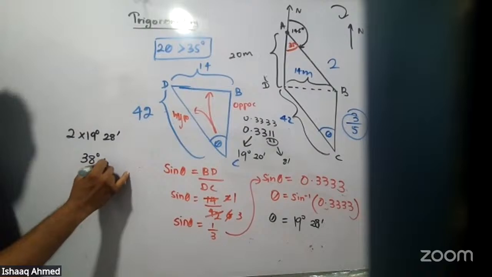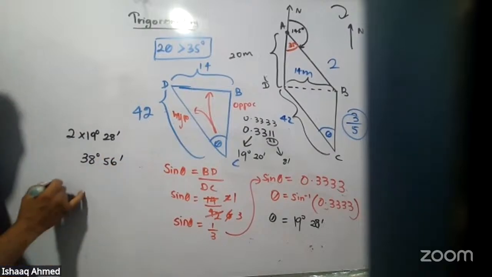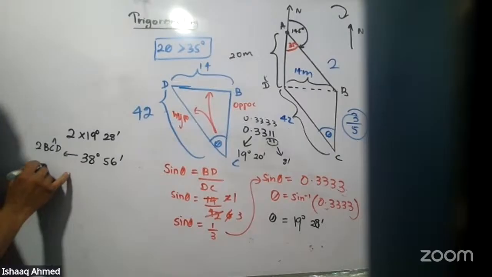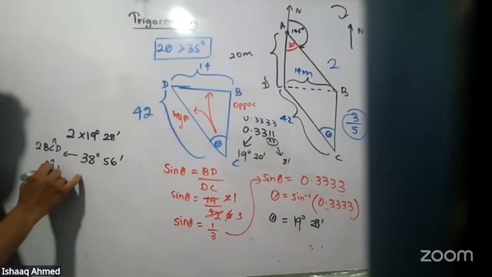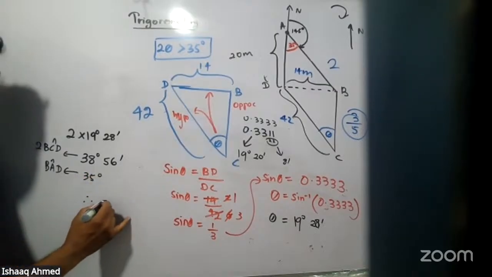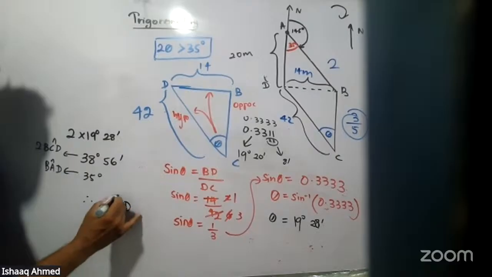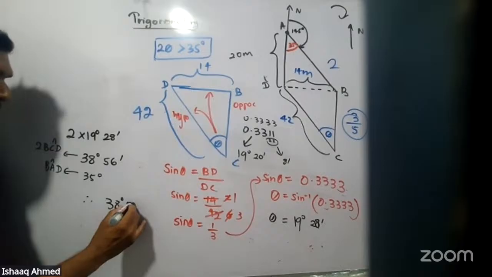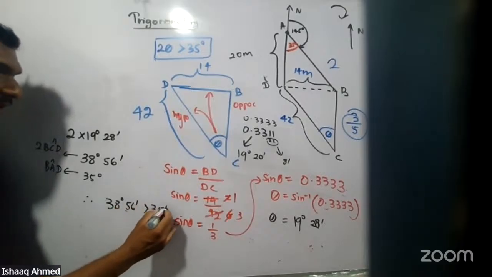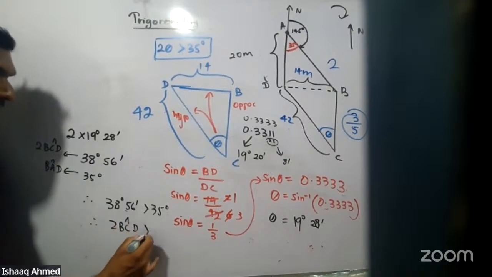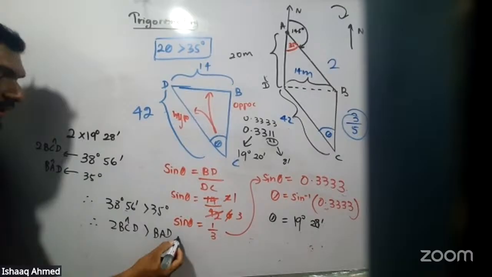38 degrees and 56 minutes. This is what? 2 times BCD. How much is BAD? BAD is 35 degrees. Therefore, we can say 2 times BCD is greater. If we have to show it like this, 38 degrees 56 minutes is greater than 35 degrees. Therefore, twice of BCD is greater than BAD.